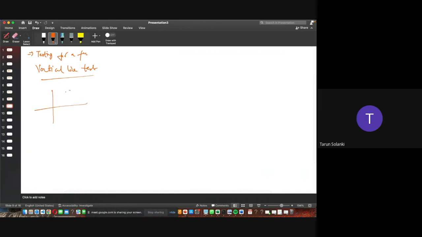Suppose we are given this. This is one example, the second one, this third one, the fourth one. So with that definition you can check, right?